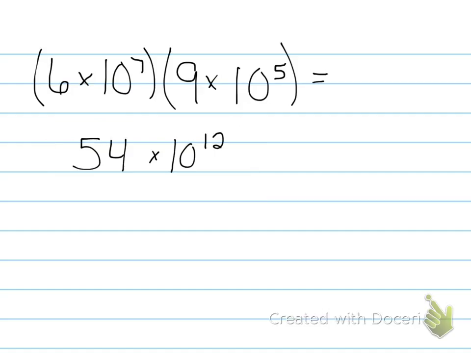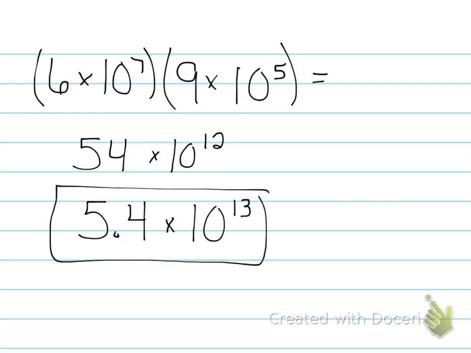So, if I need to write this as 5.4, basically I've moved my decimal place one more. I've moved my decimal one more, so I need to add that 1 up here to 10 to the 12th, times 10 to the 13th. Do you see that? I moved my decimal place one more place, so I need to add 1 more to my exponent. 5.4 times 10 to the 13th.